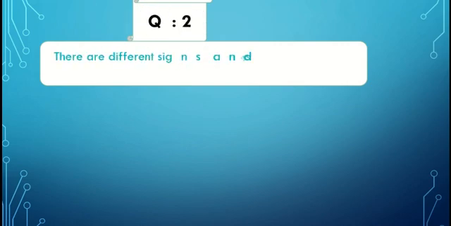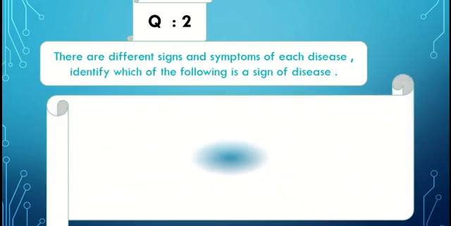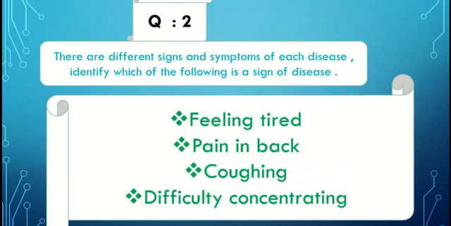Question 2. There are different signs and symptoms of each disease. Identify which of the following is a sign of disease. Feeling tired, pain in back, coughing, difficulty concentrating. Sign can be seen. Symptoms feel.